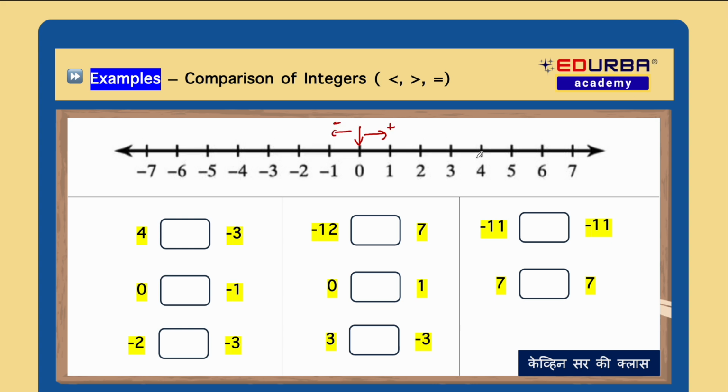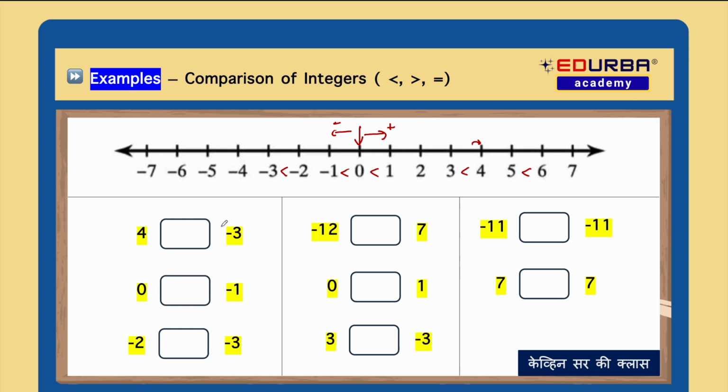Now if you observe, any number which is on the right side will be always greater than the number on the left side. So 4 is always going to be greater than 3, or 6 is always going to be greater than 5, or 1 is always going to be greater than 0. 0 is always going to be greater than -1, or -2 is always going to be greater than -3.